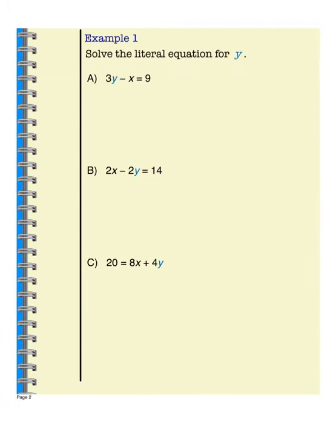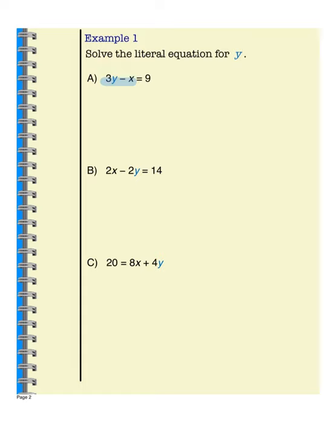All right, so example 1, solve the literal equation for y. Notice that the y is highlighted, it's blue. So we're going to get y by itself. Now there's a couple things I notice on this part A. I have 3y minus x. So there are two operations going on here. We have subtraction with the x, and then we have multiplication with the 3. We're going to use inverse operations to undo both of those and get the y by itself.